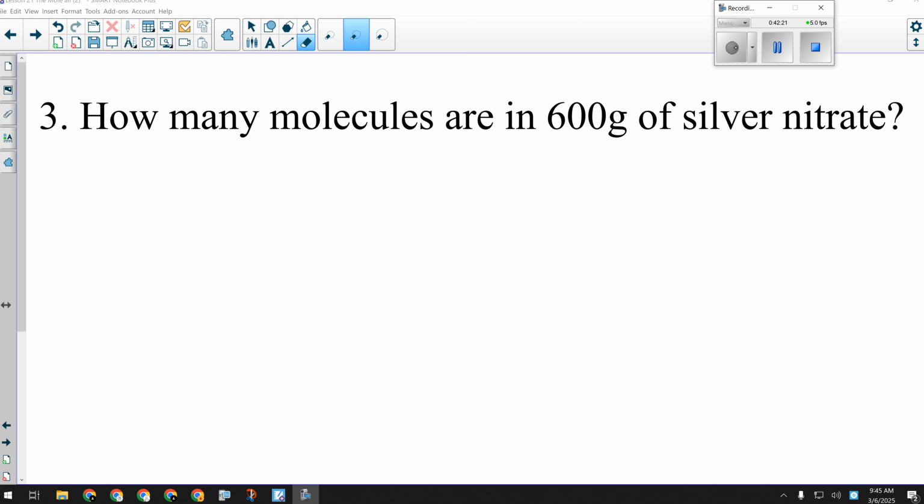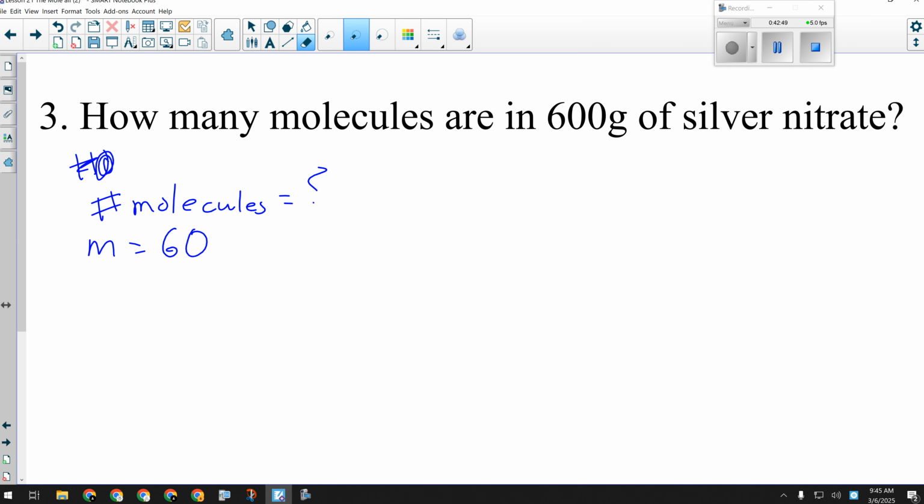We're looking for the number of molecules, so I'm just going to write number of molecules. That means number, by the way. I'm not writing hashtag molecules. Number of molecules, that's what I'm looking for, in 600 grams. What did they tell me? Little m, yeah, they told me mass. And they tell me it's silver nitrate. So if I put that in formula form, it can help me get big M.